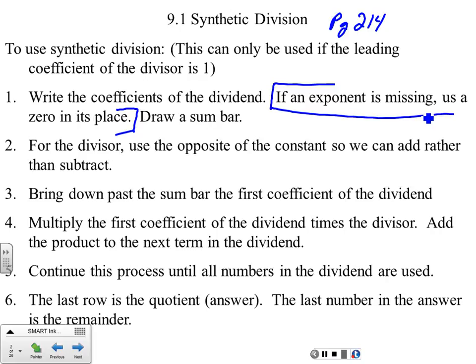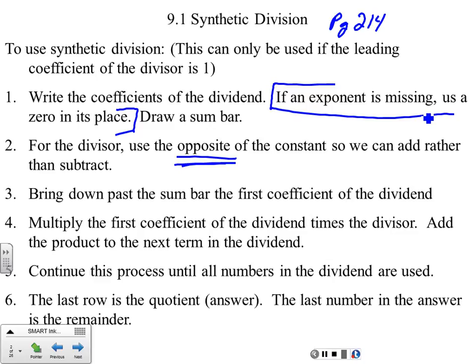My setup, if you go on page 214 and go about a fourth of the way down, on the right you see the numbers 1, 2, 3, 4. Look at number 1. Basically, you're just going to do a normal division bar. Just a normal division bar. Underneath the division bar is going to be the coefficients of your dividend. Outside, that's step number 2. For the divisor, you're going to use the opposite of the constant so that we can add rather than subtract.